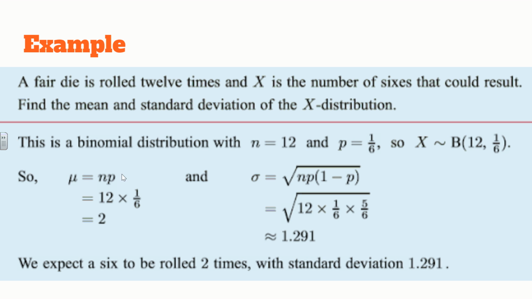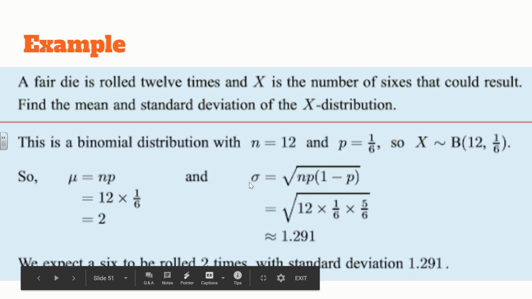Just plugging in, the mean, mu, is equal to n times p. 12 times 1/6 is 2. So we expect a 6 to be rolled 2 times. And the standard deviation, the square root of n times p times 1 minus p, is approximately 1.291. So the standard deviation is 1.291.